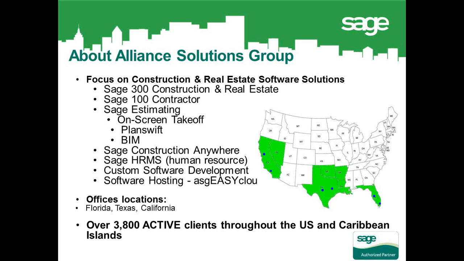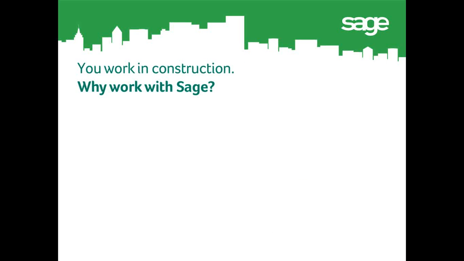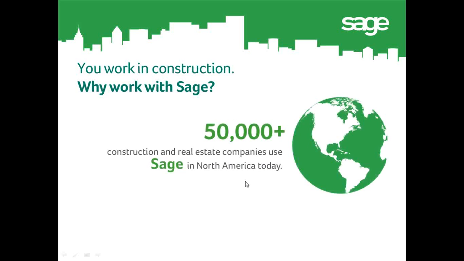And then within our own group, we have a custom software development team that is available to do any apps or applets that you might need. And then we also offer Sage an Easy Cloud, where we can host your applications if you want to get out of the hardware business and move everything to the cloud. So we've got offices in Texas, California, and Florida. And right now we're really working with between 3,500 and 4,000 clients throughout the U.S. and the Caribbean.